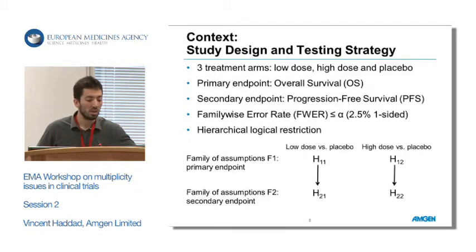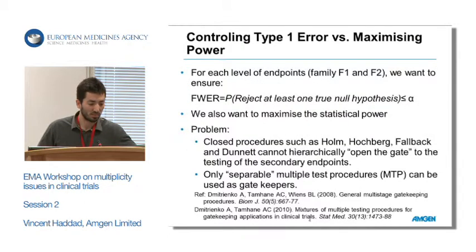First we test overall survival for low dose and high dose, and if it is significant in the low dose, then we are allowed to test PFS for the low dose, and similarly for the high dose. Next slide.